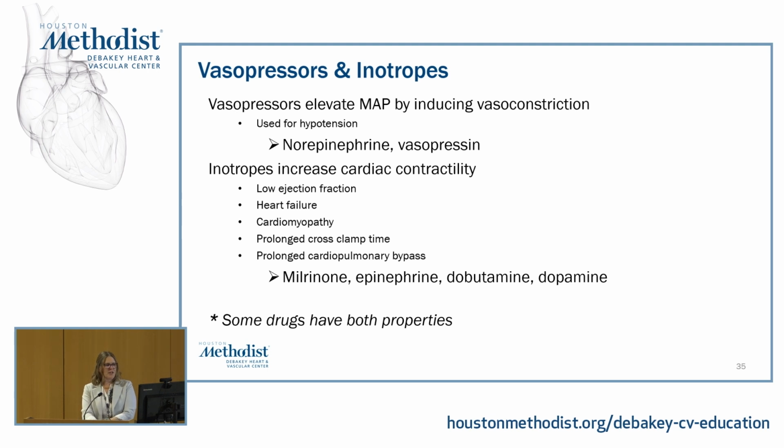So vasopressors elevate MAP by inducing vasoconstriction. Typically for your patients, when they come out of surgery, more than likely they're going to be on norepi. They can also be on vasopressin. Those are the two main drugs you'll usually see for hypotension. Inotropes increase cardiac contractility, so your patients who have a low ejection fraction, heart failure, cardiomyopathy, prolonged cross-clamp time, or prolonged cardiopulmonary bypass time, you might see them on these inotropes.